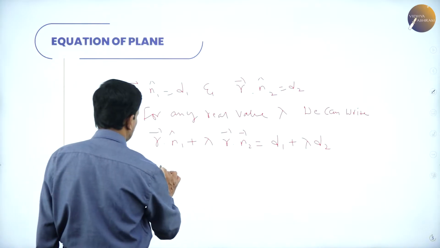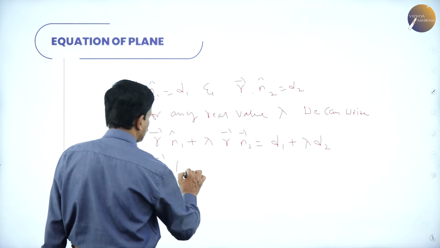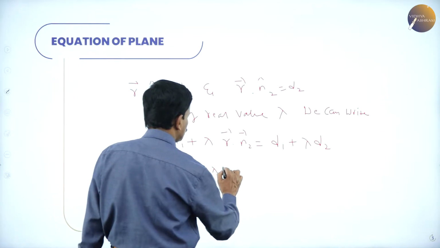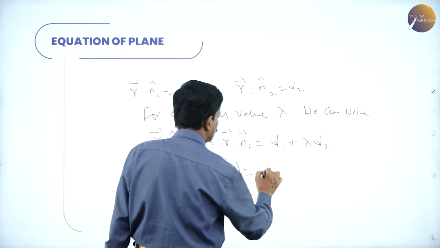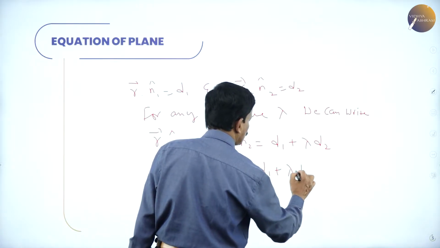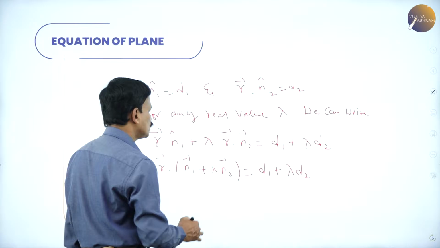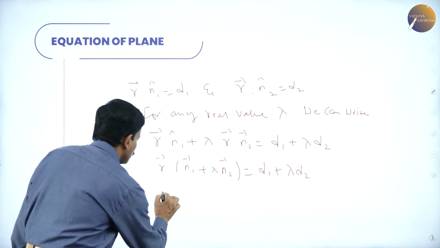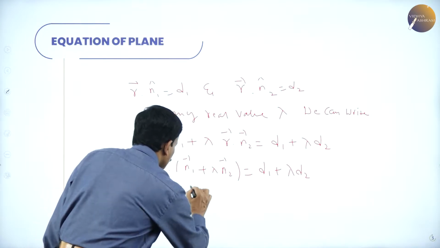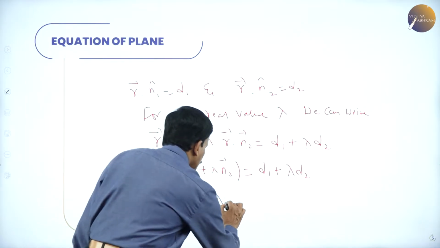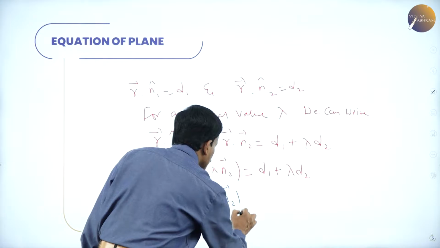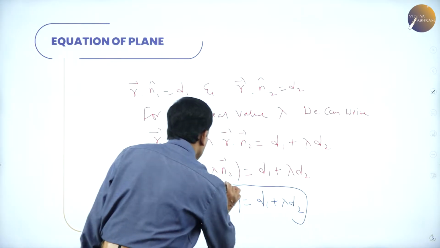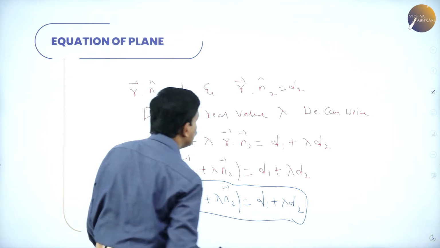Now you can remove the common factor. Here r is the common factor. This can be written as r dot (n1 plus lambda into n2) is equal to d1 plus lambda into d2. Okay. Therefore this equation, vector r dot (n1 vector plus lambda into n2 vector) is equal to d1 plus lambda into d2, will represent the equation of a plane.